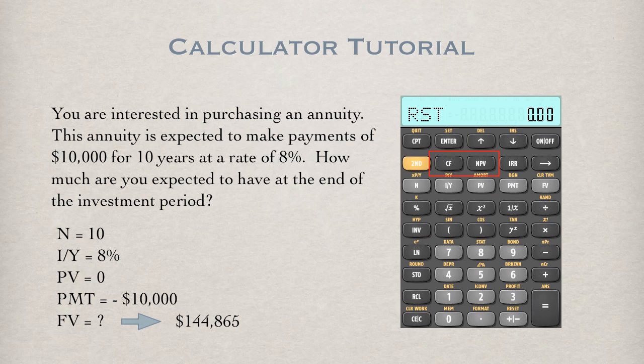Your present value, you currently don't have any money in this bank account. All you're going to be doing is making payments each year. So your present value is currently at 0. You don't have any money in that investment yet. So 0, and hit your PV button.